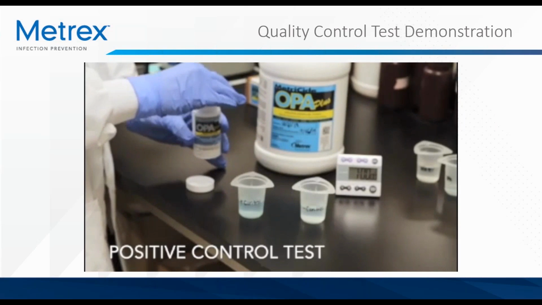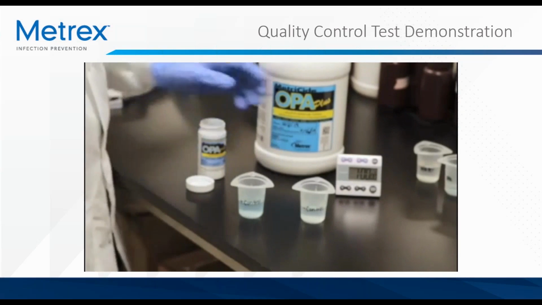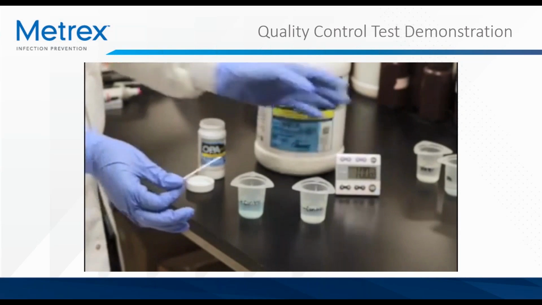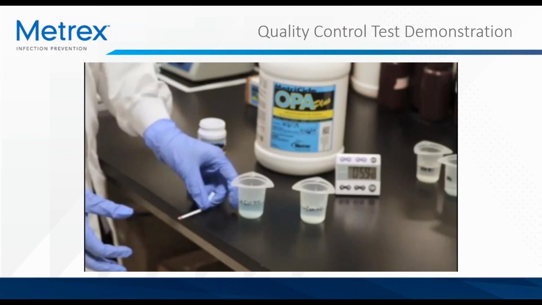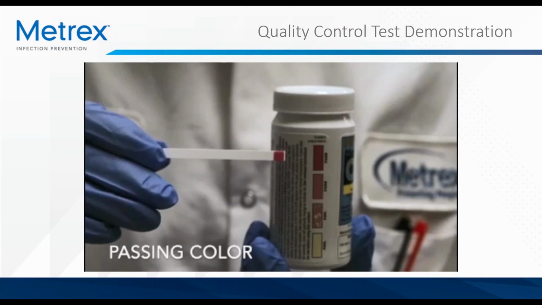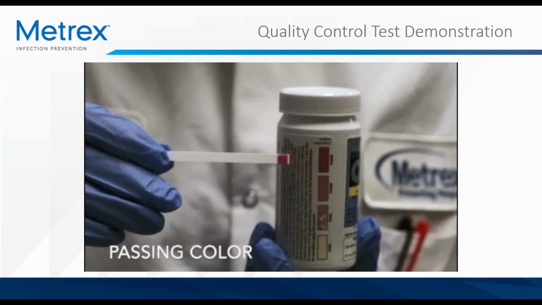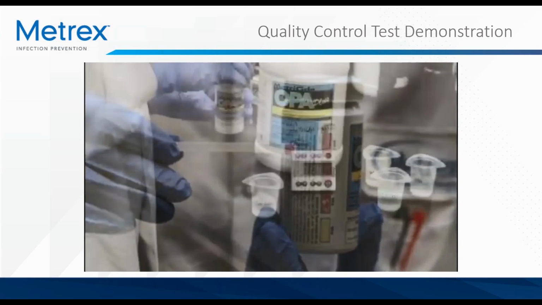Perform the positive control test by taking one MetriCide OPA Plus solution test strip and dipping it into the beaker, holding the positive control for 2 seconds. After dipping, vigorously shake the test strip once and hold horizontal for 1 minute. Be sure to use the timer. After 1 minute has elapsed, read the result against the MetriCide OPA Plus solution test strip bottle. The indicator pad should turn a magenta color.